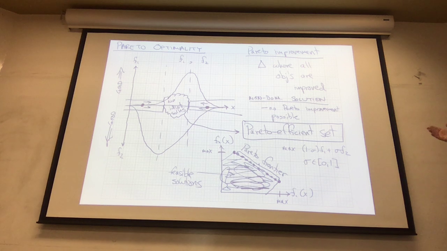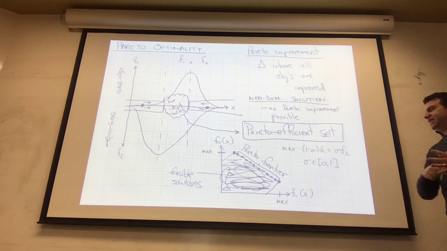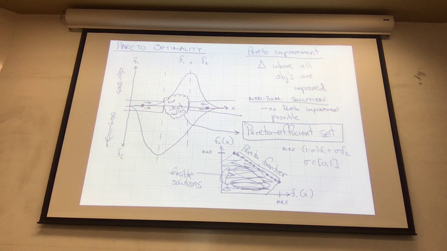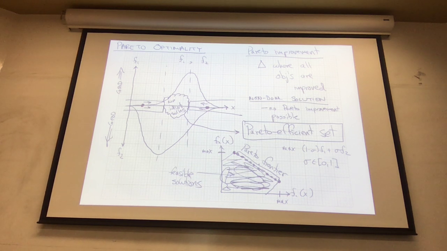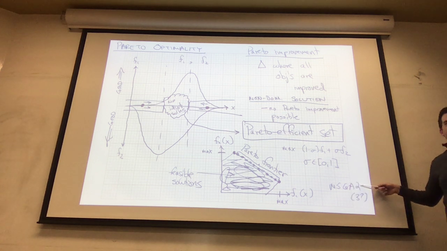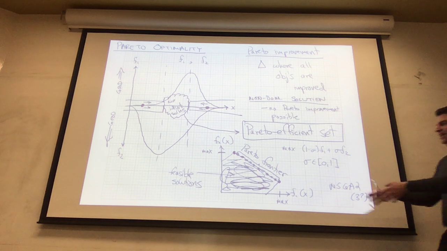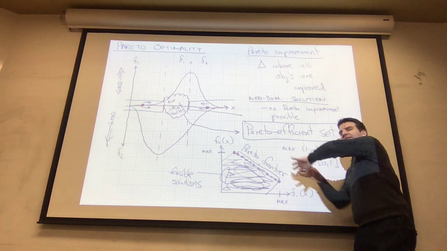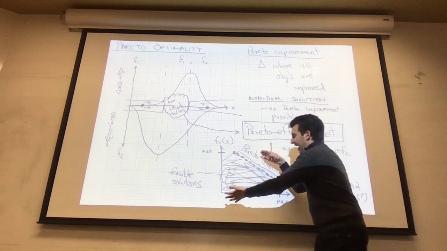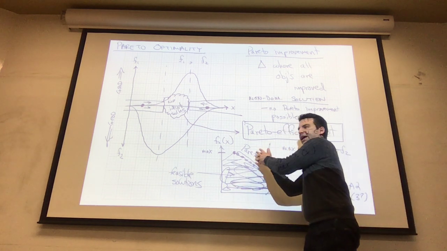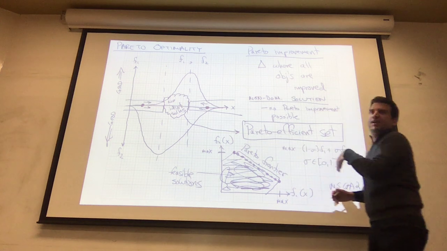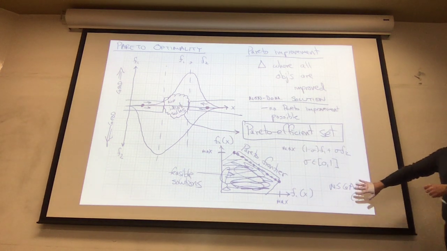NSGA-II, for example, and I think there's actually an NSGA-III, which is now one of the leading multi-objective genetic algorithms, has Pareto ranking, but also diversity, and that's all about how do I introduce a Pareto ranking and also maintain uniform diversity. And so this is still an active area of research.